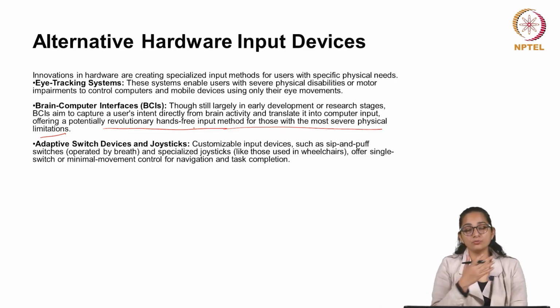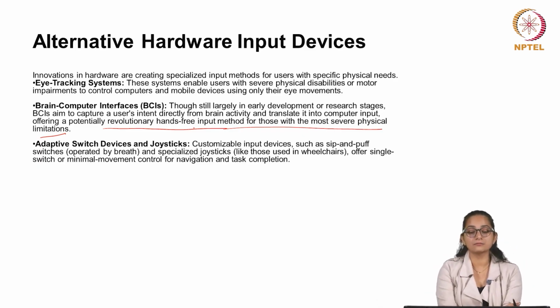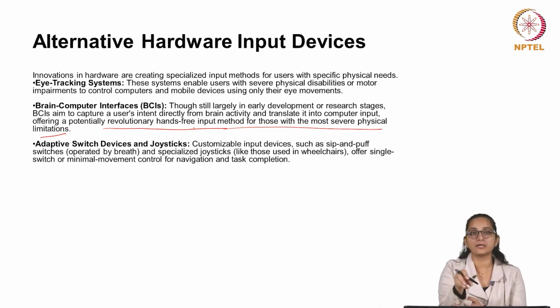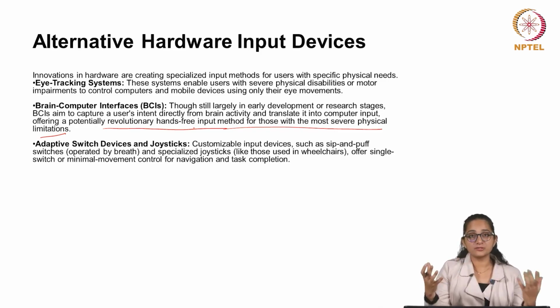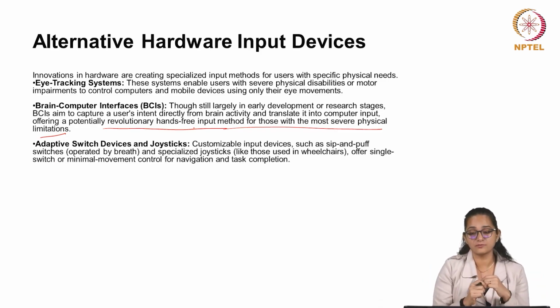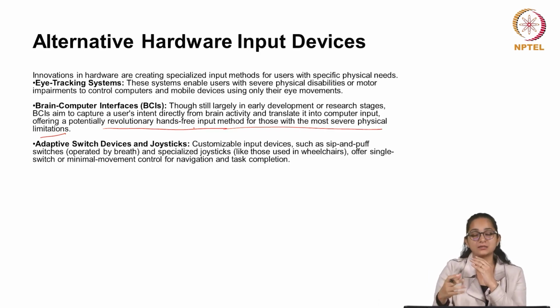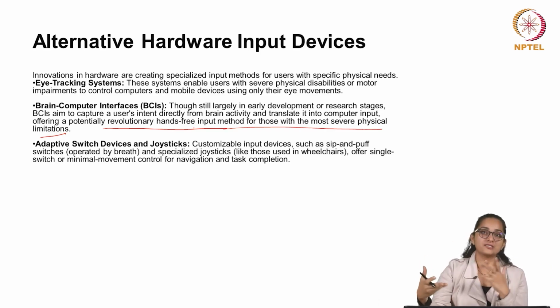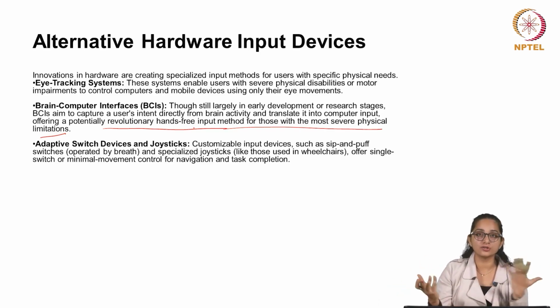So, basically what we are saying is that the older input devices like a joystick used to assume that you have that dexterity and that hand movement, but say you have a person who doesn't have both of their hands. So, breath operated joysticks. For example, there is a joystick controlled car which is a breath controlled car.